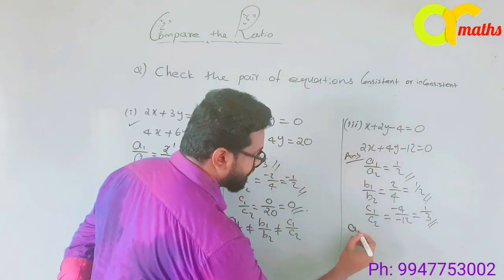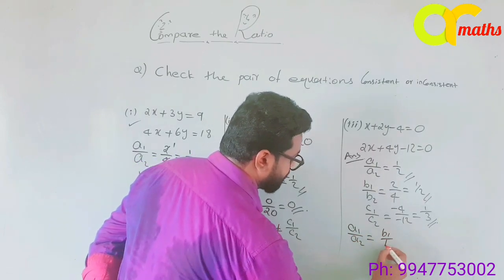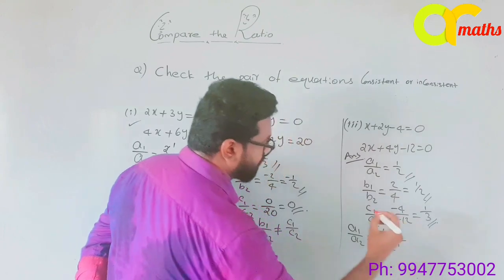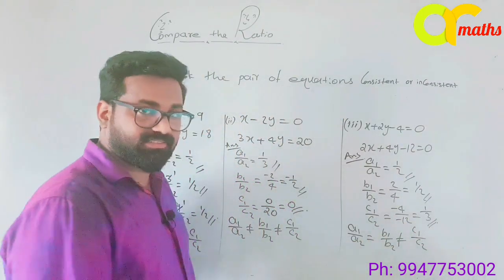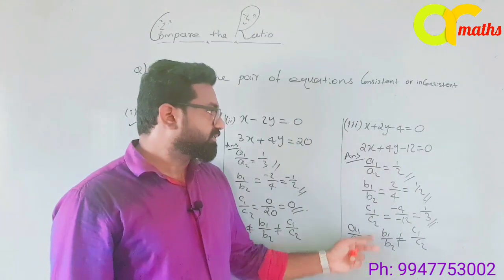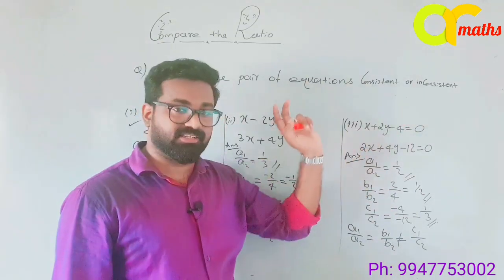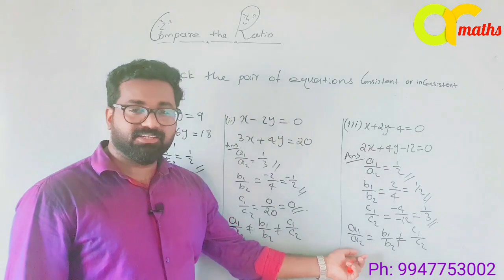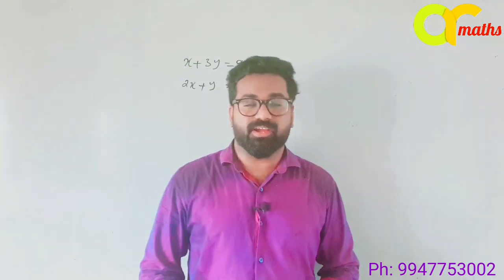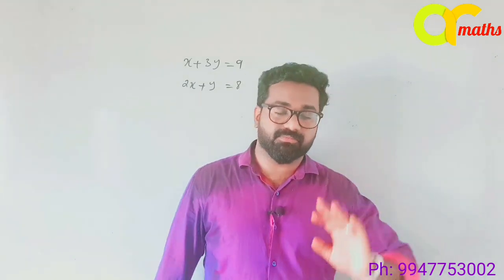Here a1 divided by a2 equals b1 divided by b2, which is not equal to c1 divided by c2. That means for x and y there is no solution: inconsistent. This is inconsistent. The values of x and y do not exist. Clear? So next our topic is how to find the solution of a linear equation by the substitution method.